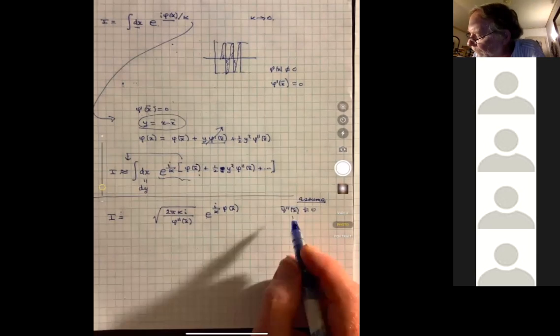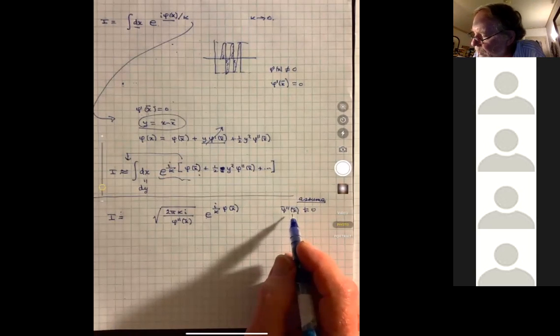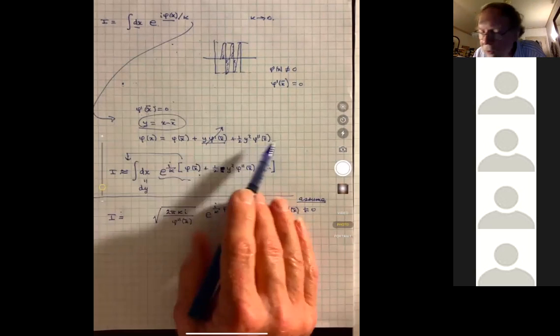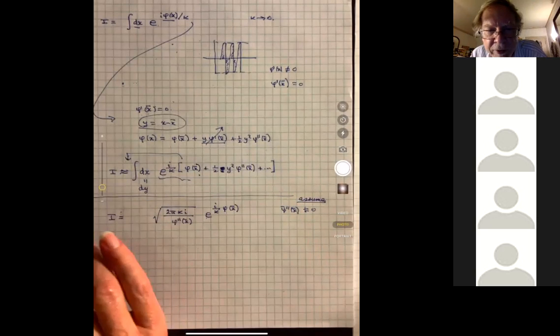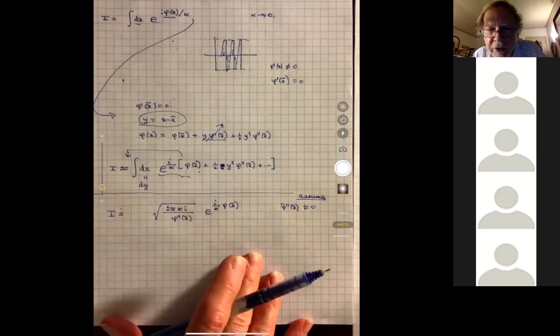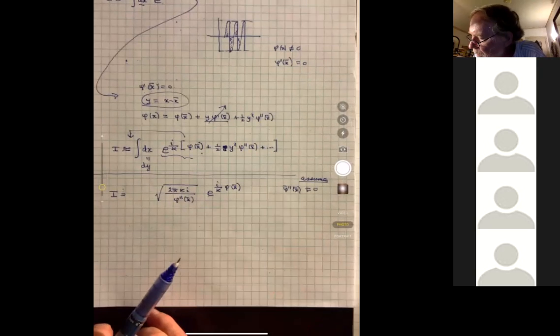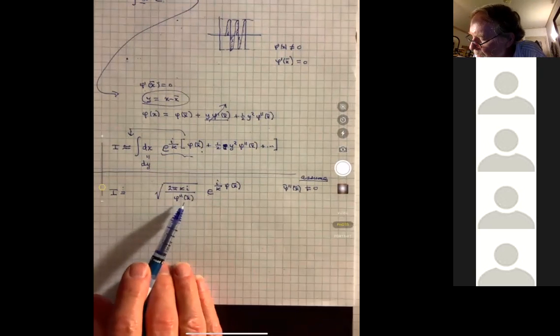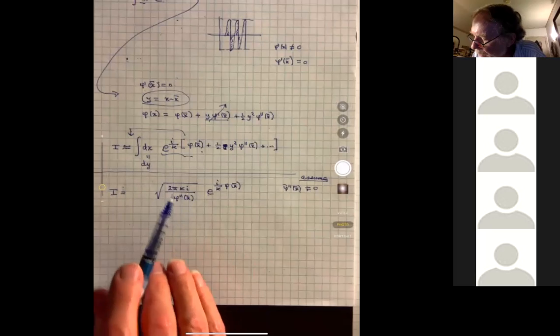If phi double prime were equal to 0, we'd have to carry this expansion out to cubic order, and I don't want to do that because that's not part of this course. But if you're motivated, you can do that. Assuming phi double prime is not 0, it might be either positive or negative. And so we have the square root of either i or minus i.